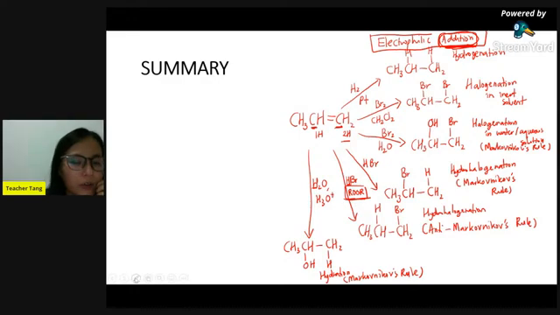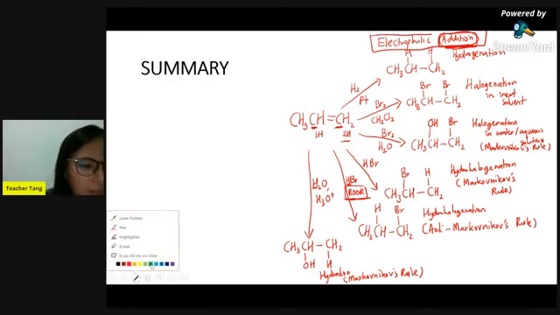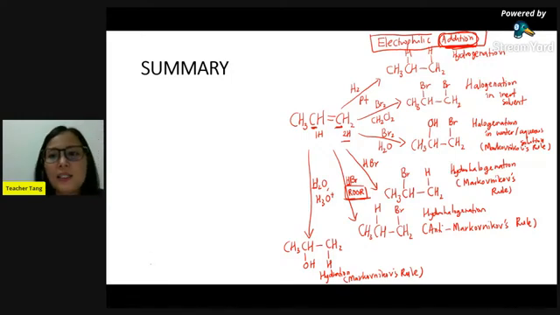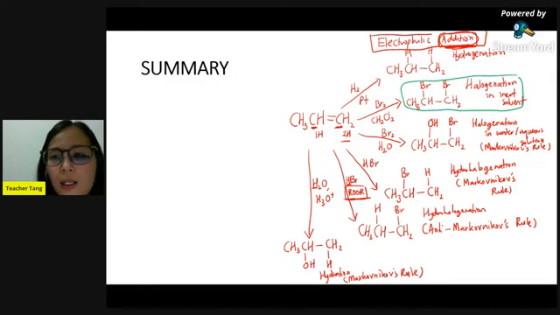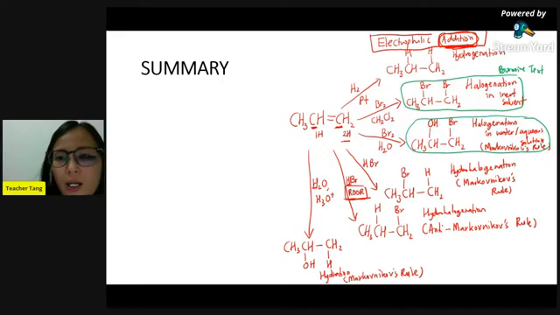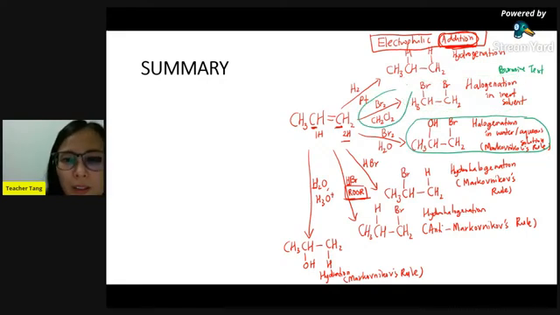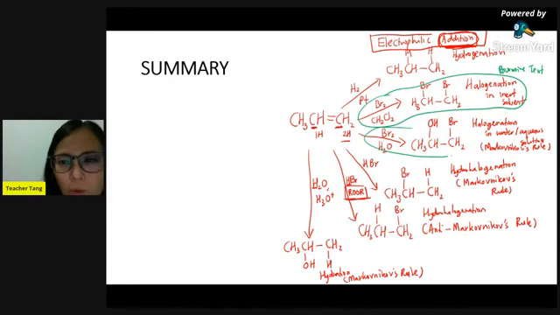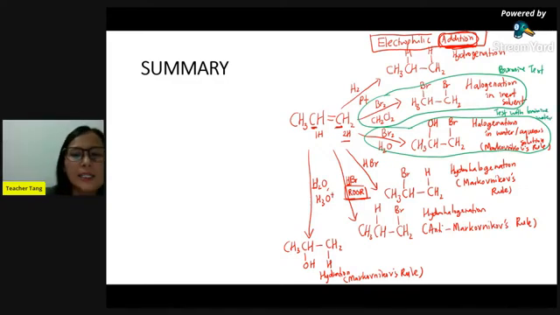Okay, and then if you look at it carefully, you will realize that this is your bromine test. And this is the test with, I should draw it like this. So this is the bromine test. Okay, and this is the test with bromine water, the unsaturation test. Okay, so that is electrophilic addition.